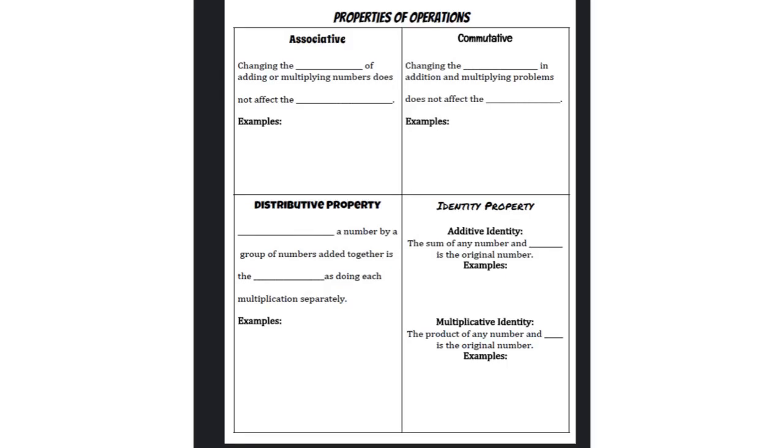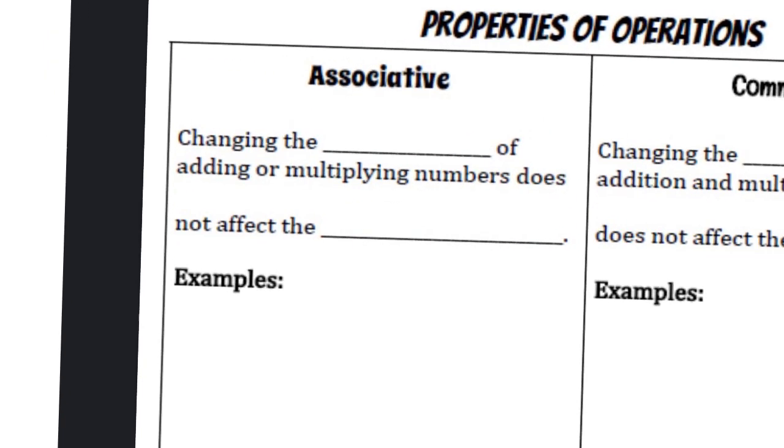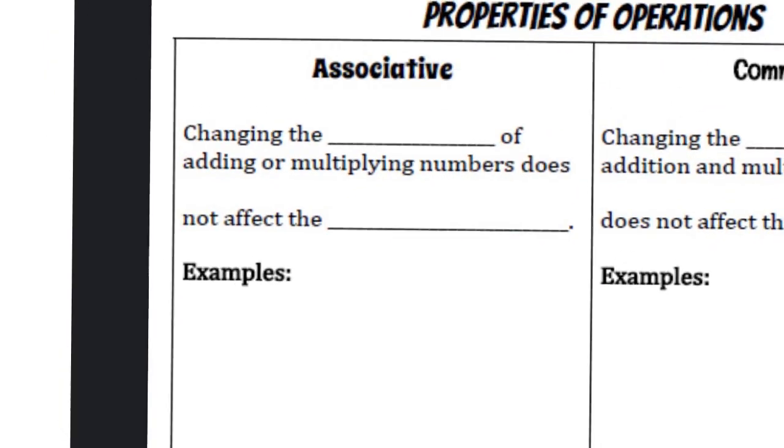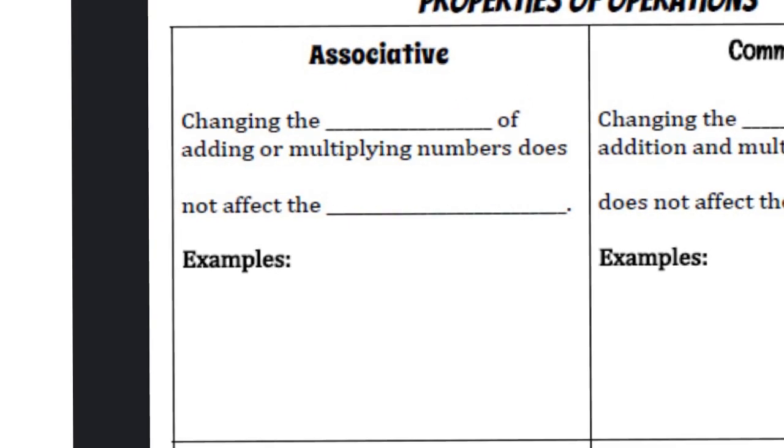Okay, so now we're going to take a closer look at the properties of operations. First, we're going to start with the associative properties. So let's zoom in a little closer there. When you see the word associative, you might think of the word associate and think about maybe your friends, like who you associate, the group of friends that you hang out with. So what this associative property is saying is that by changing the groups of adding or multiplying numbers does not affect the solution.